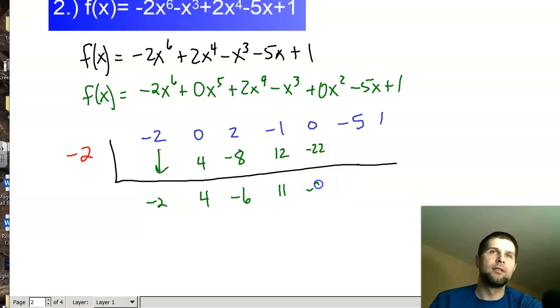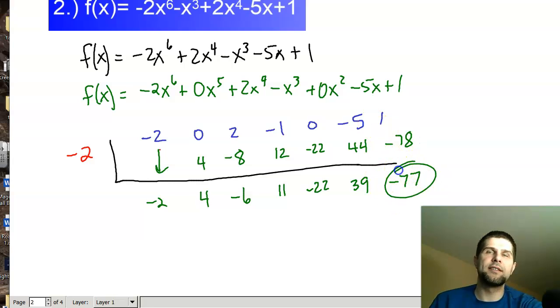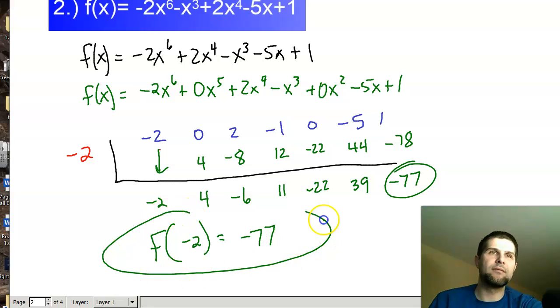-22, stays at -22, gives us a 44, this gives us a 39, and that gives us a -78. And then we end with a negative 77 as our answer. So our final statement would be f of negative 2. That is, if we plug in negative 2 into the polynomial for number 2, our answer evaluates to negative 77. And that's it.